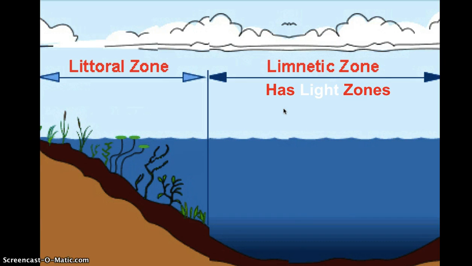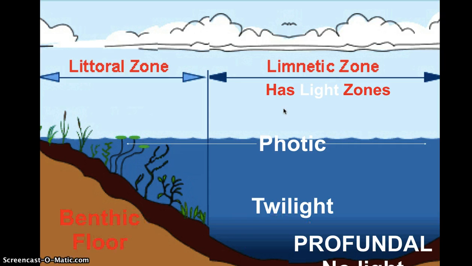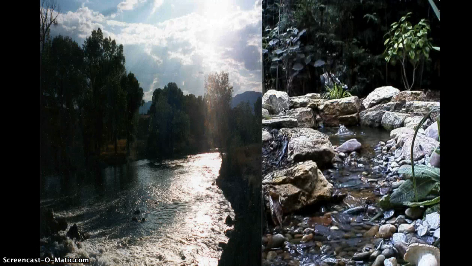Then you've got the limnetic zone, which has depth, so it's kind of like after the drop in the marine ecosystem. And the first zone is euphotic. Light penetrates. Then as you go deeper, you've got the twilight zone. And then the deepest part of the lake is known as profundal, which comes from a Latin word meaning deep. And this is obviously a no light zone, or between twilight and no light zone. And then the floor of the lake is also called the benthic zone.